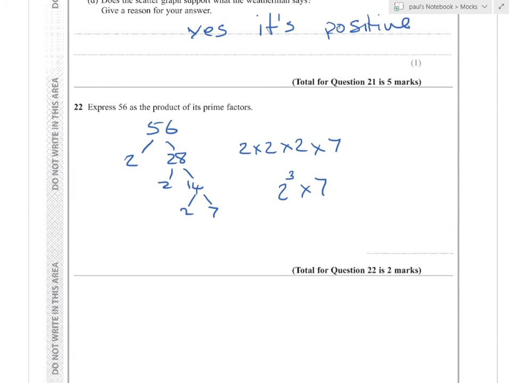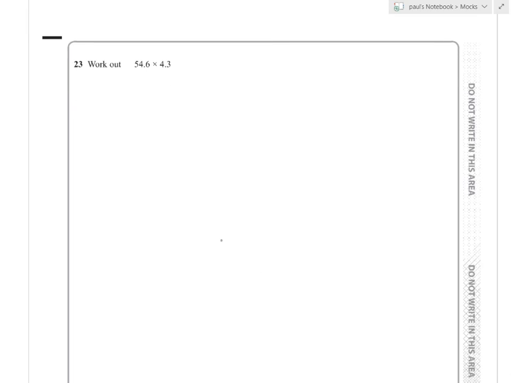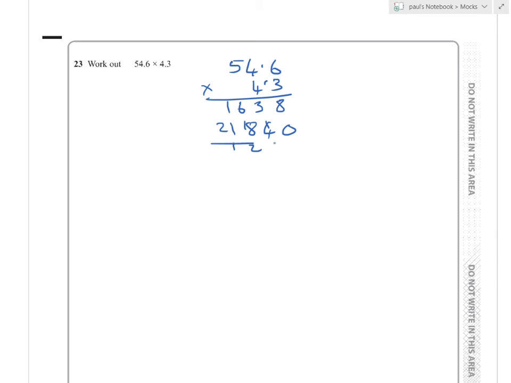So number 23. Work out 54.6 times 4.3. Alright, so 3 6s are 18, 3 4s are 12 and 1 is 13, 3 5s are 15 and 1 is 16. Place marker, 4 6s are 24, 4 4s are 16, 1 2 is 18, 4 5s are 20 and 1 is 21. Add the two together, 7, 3, 2. Decimal points there. So 234.78.